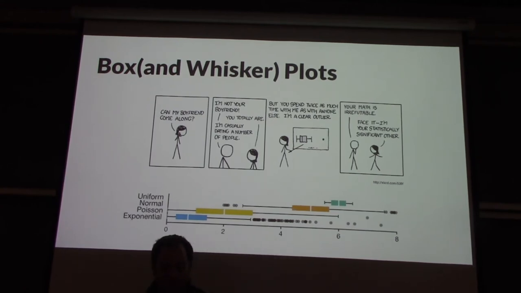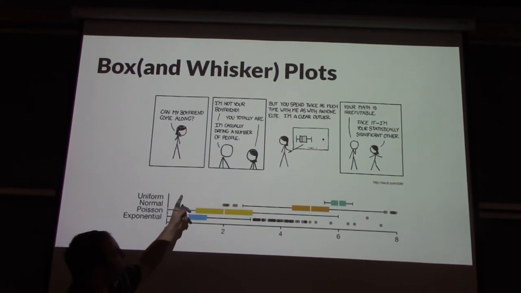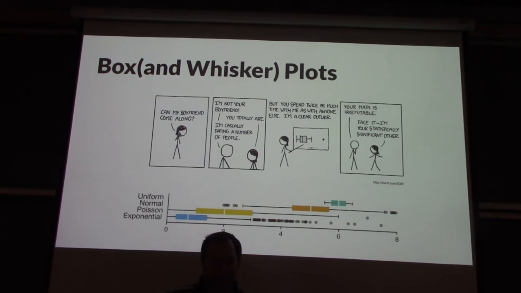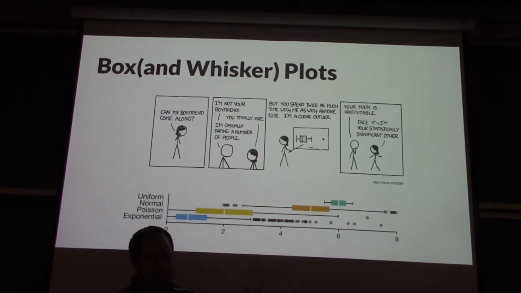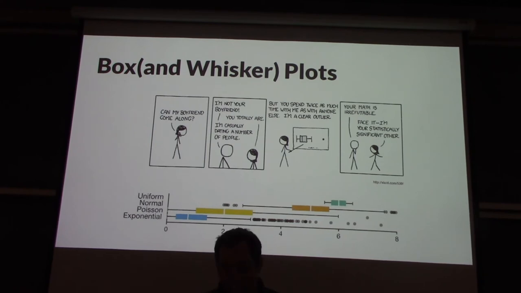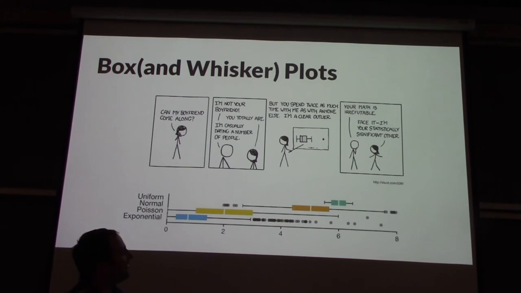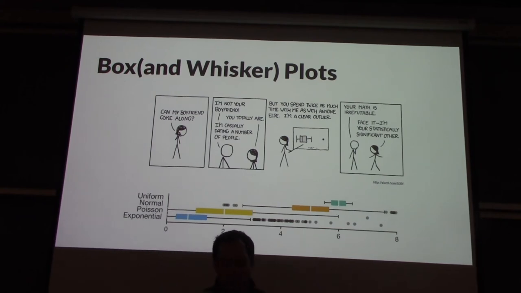I do like this XKCD comic on box plots, about why you should plot outliers. He's complaining that he's not her boyfriend, that they're also dating other people, but then she shows him that he spends twice as much time with her than anyone else. She's a clear outlier, and so she's her statistically significant other. But the point here being, you need to show those outliers to give people a better sense of what is going on.